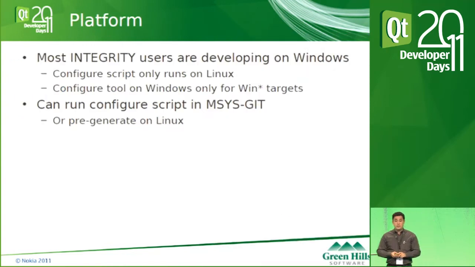Another interesting block is that the initial port was done on Linux, and the configure script on Linux is very nice, and you can use it to configure and generate all the project files. However, on Windows, the configure script is unsupported. So I actually managed to run it with msysgit, so not Cygwin, but the other flavor of a Unix shell. Or you can just generate the project files on Linux and then copy them to Windows. And that works as well. And that's what the initial customers actually used.